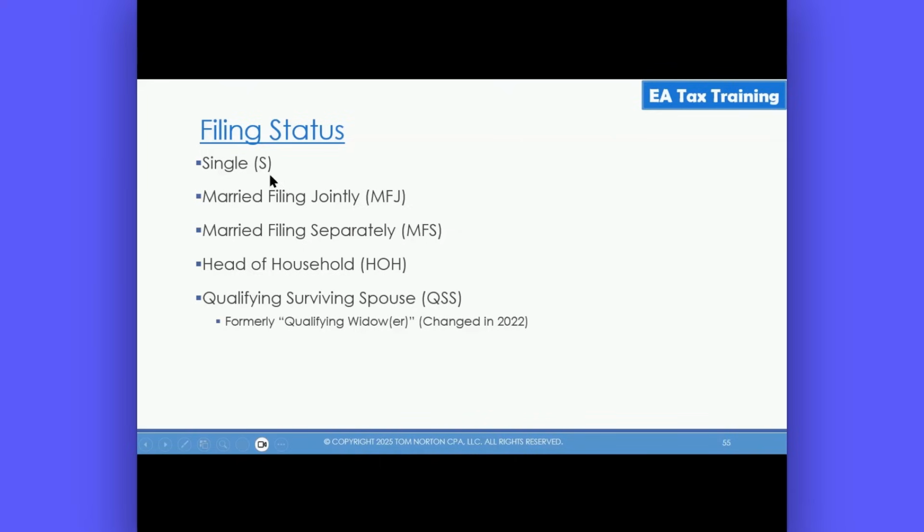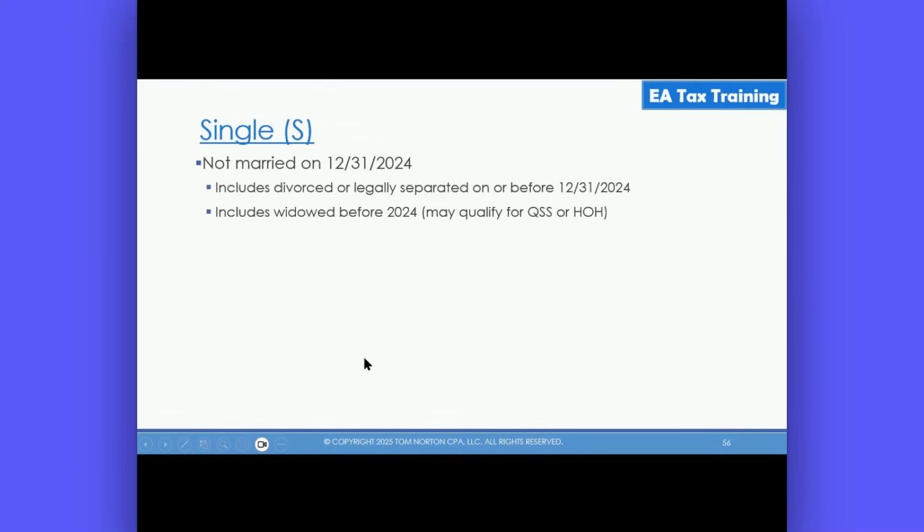Also, you'll see these abbreviations, S, MFJ, etc. Get used to those because it's a lot easier to put the abbreviations on the slide than to write this out each time. So you are going to want to familiarize yourself with those abbreviations and what they stand for. So we're going to talk about each of these and who qualifies.